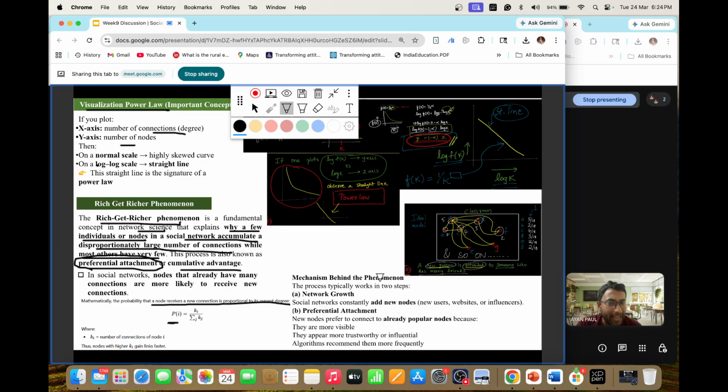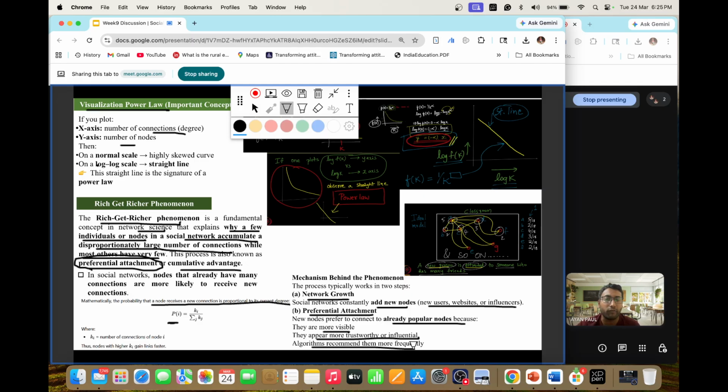So what is the mechanism behind this phenomenon? The process typically works in two steps. First is network growth. Social networks constantly add new nodes, new users, websites or influencers. And the second step is preferential attachment. New nodes prefer to connect to already popular nodes because they are more visible, they appear more trustworthy or influential, and algorithms recommend them more frequently. That is the reason why you are seeing this rich get richer phenomenon.